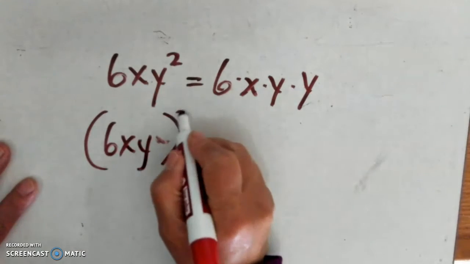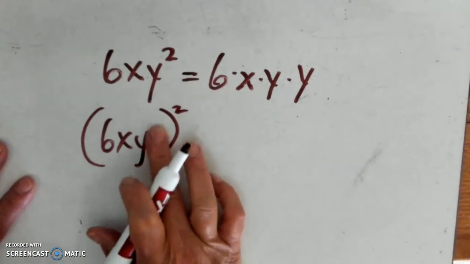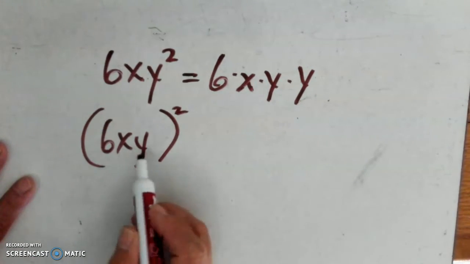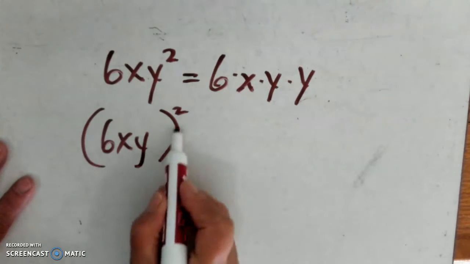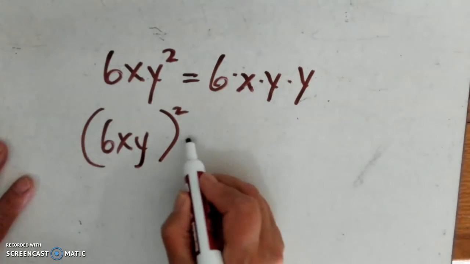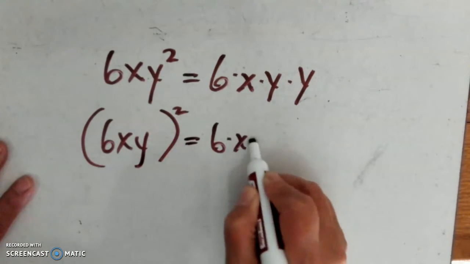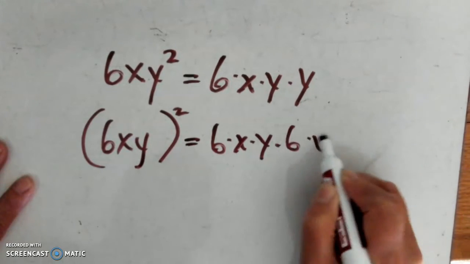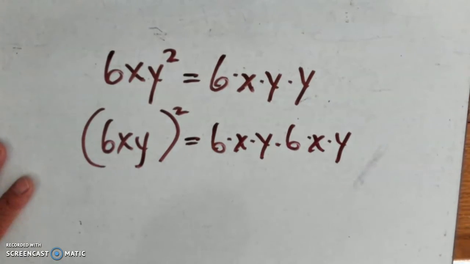I'll put the squared out here. Okay, now this 6, x and y are a base, but now they're the whole base being squared, and this comes to 6 times x times y times 6 times x times y. You have to be careful with that. These rules work with the same base.